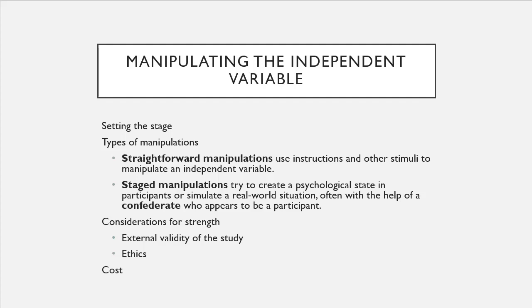There's a straightforward manipulation where we use instructions or something to manipulate the independent variable. And then there's a staged manipulation where we try to create some kind of psychological state that simulates a real world situation. Lots of times we'll use a confederate or an accomplice to achieve that.